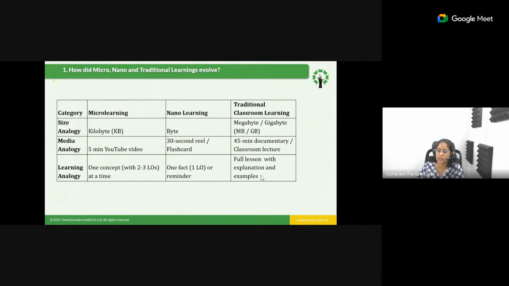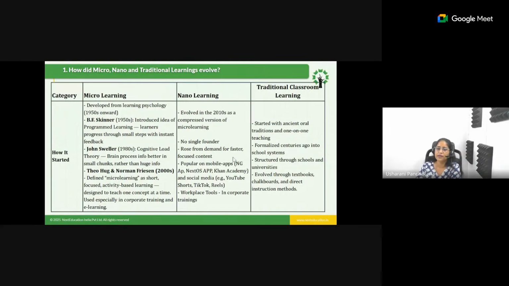It can be 15 minutes followed by a video, and again followed by whatever we are going with, the textbook, or it can be blackboard teaching, etc. Now coming to the next one.